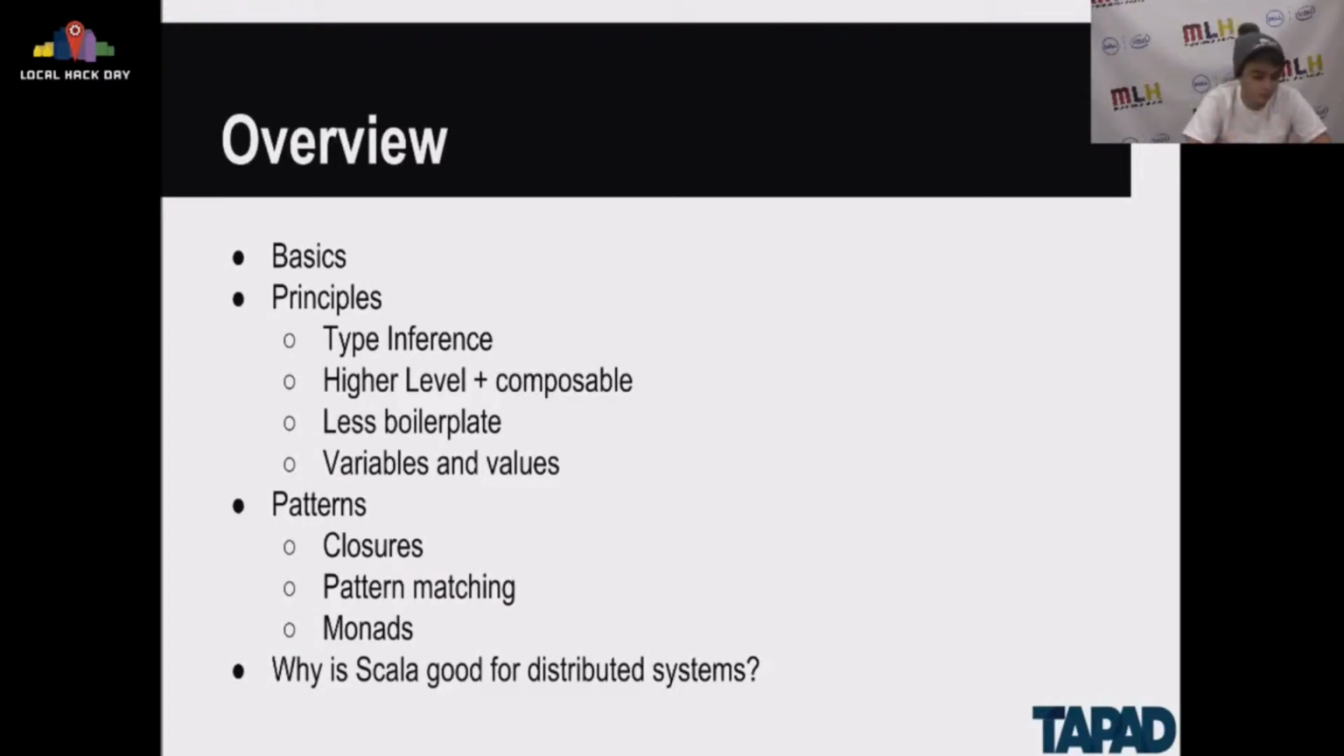So here's a little overview. We're going to talk about some of the basics of Scala, what it is, how it fits in with other programming languages you might know, and some basic principles of the language. It's a functional language that also has support for imperative programming. So there's stuff like type inference and higher level functions, and then we're also going to talk about some patterns: closures, pattern matching, monads, and then finally, why is Scala awesome, but why is it especially good for distributed systems?